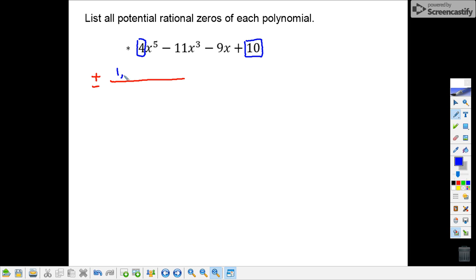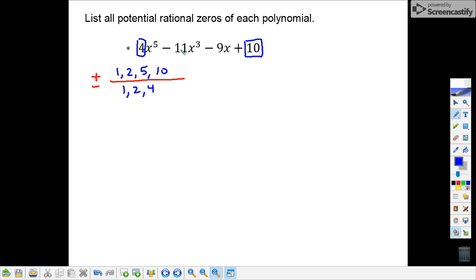That would be 1, 2, 5, and 10. 1 and 10, and 2 and 5 equals 10. And then I also need the factors of my leading coefficient. I'm going to put that on the bottom to divide by that. So we get 1, 2, and 4.